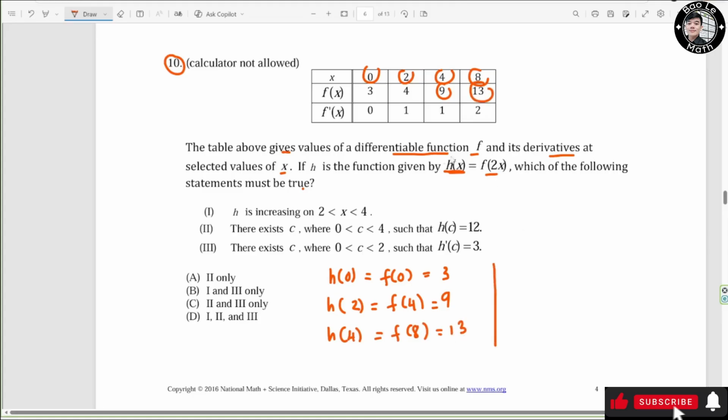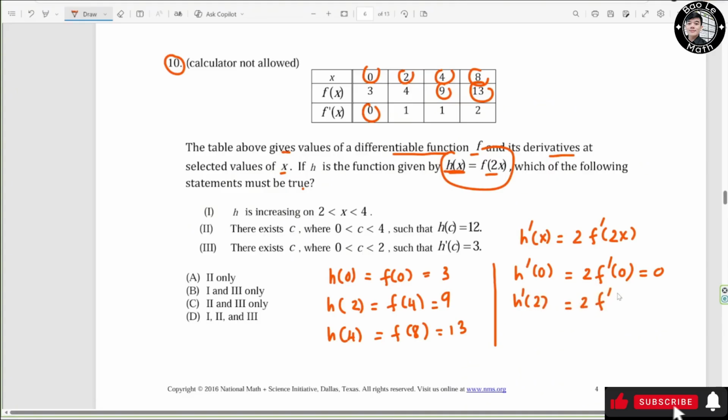We need to take derivative of this guy, right? So we have h prime of s. We're going to use the chain rule, right? So it could be 2 times f prime of 2s, right? So h prime of 0 equals 2 times f prime of 0 times 2, it could be 0, right? So f prime of 0 is 0 right here, so the answer is 0, right? Now h prime of 2 equals 2 times f prime of 4, right? F prime of 4 equals 1 right here, so the answer is 2, right?